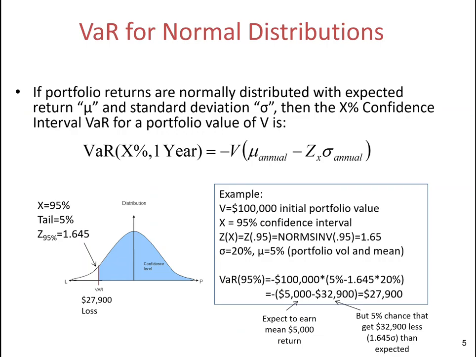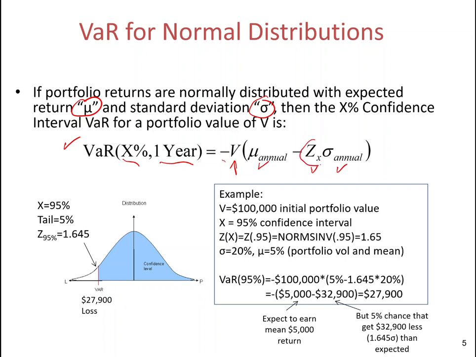Now, if you assume that asset returns are normally distributed with mean mu and standard deviation sigma, then the X% confidence interval VaR for a portfolio is given using this formula. So we'll say that the X% 1-year VaR is equal to minus V, the current portfolio value, times the annualized mean minus Z of X times the annualized standard deviation.